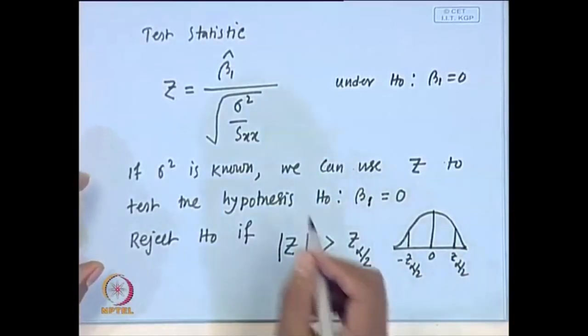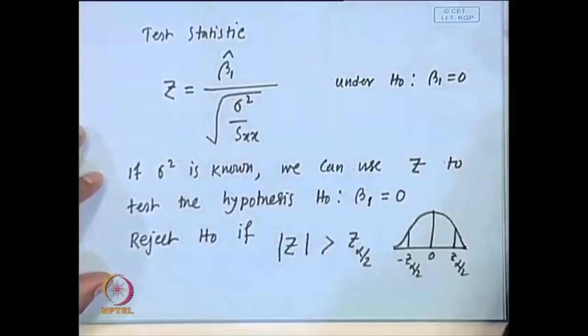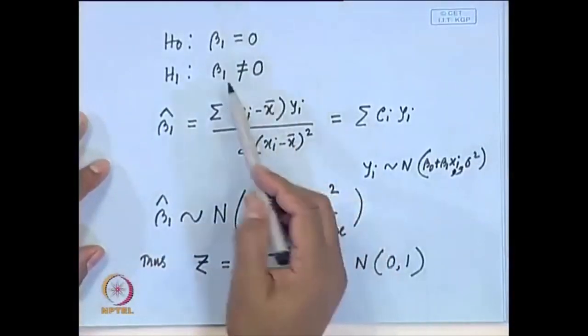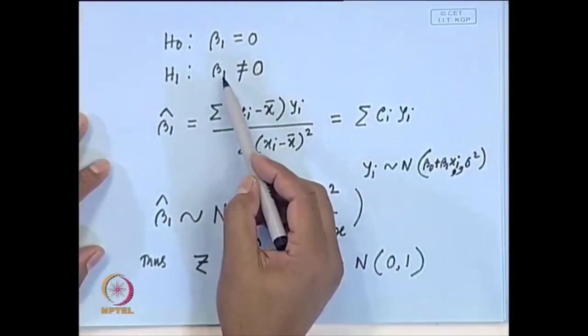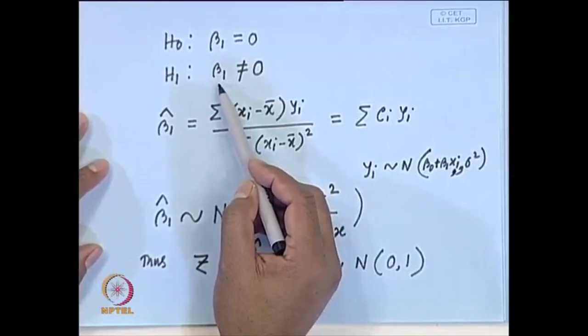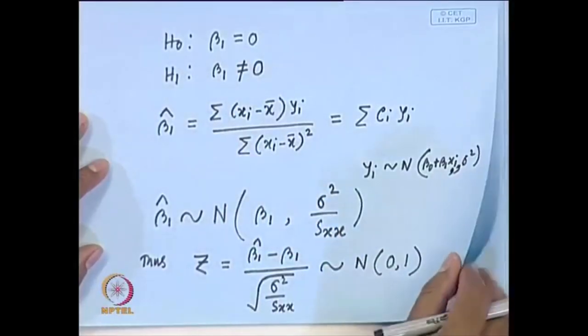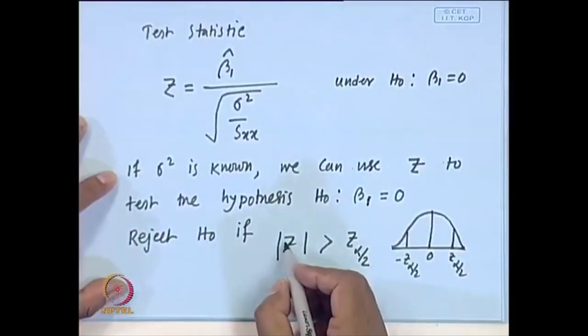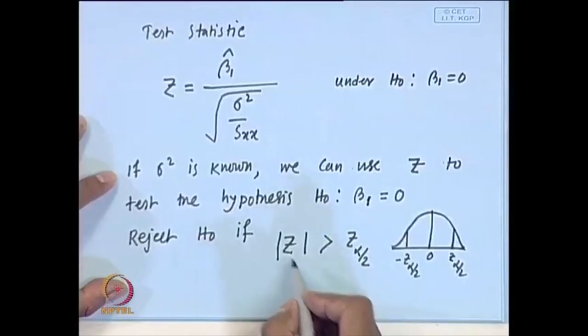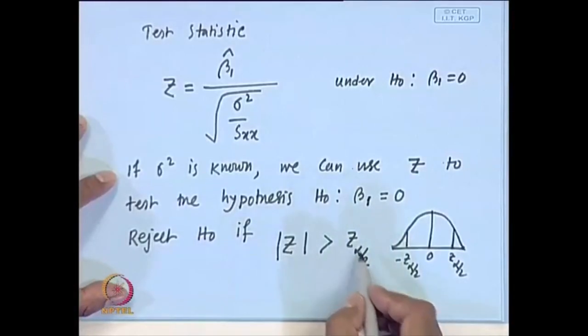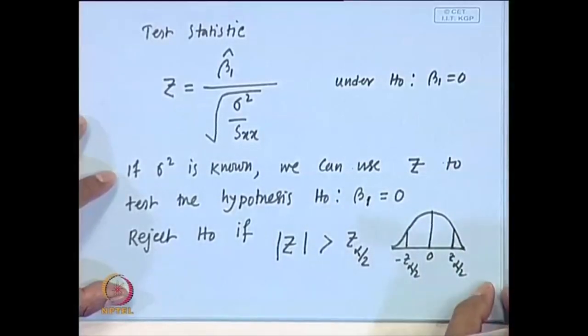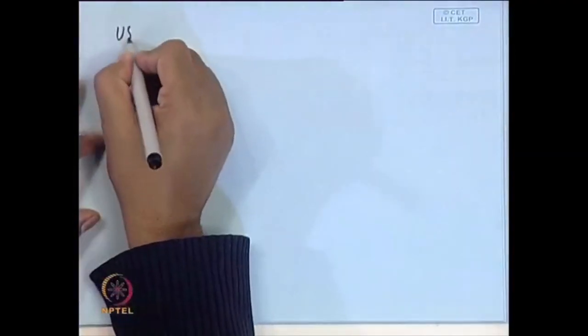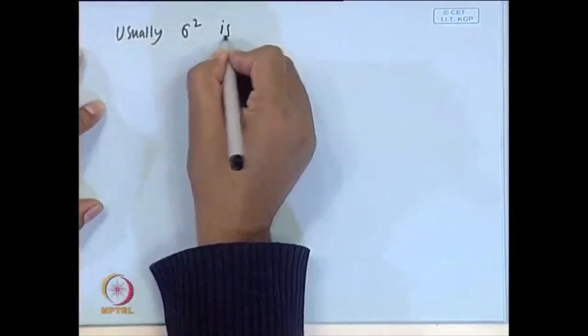So, intuitively we reject the null hypothesis if beta 1 is not close to 0. And formally we find the test statistic value of z, and we check if z is greater than z alpha by 2, then we reject the null hypothesis, otherwise we accept the null hypothesis. But usually sigma square is not known.